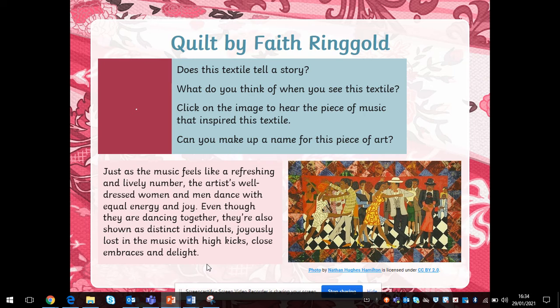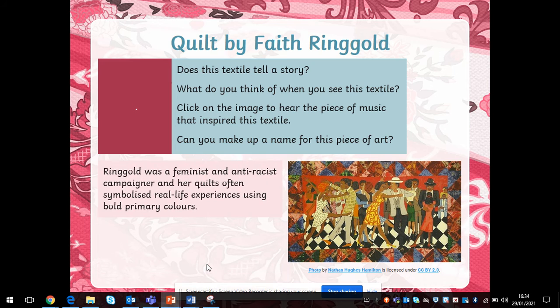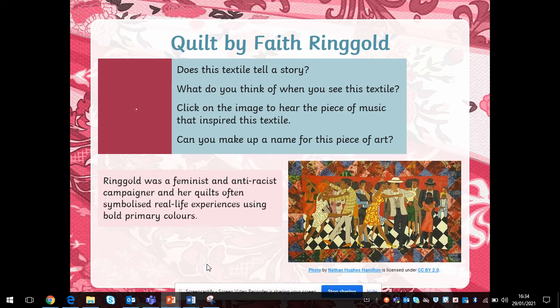Okay, so just as the music feels like a refreshing and lively number, the artist's well-dressed women and men dance with equal energy and joy. Even though they are dancing together, they're also shown as distinct individuals, joyously lost in the music with high kicks, close embraces, and delight. So Ringgold was a feminist and anti-racist campaigner, and her quilts often symbolise real-life experiences using bold primary colours.